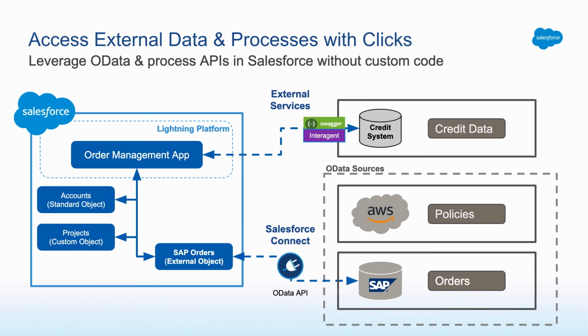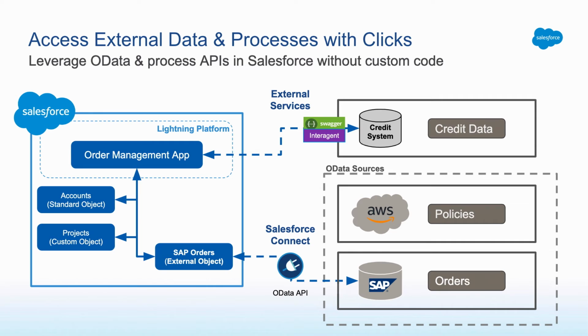So a flow could look something like this as we start looking at how do we interact with data that lives partially on Salesforce and partially off of Salesforce. On the left-hand side, we'll see that we have an order management app. This is built on the Lightning platform. This uses the standard Salesforce data like accounts and projects being a custom object here. But it also has this external object called SAP Orders. This is connected using Salesforce Connect.